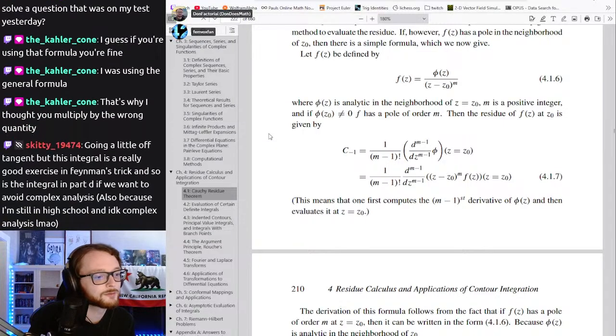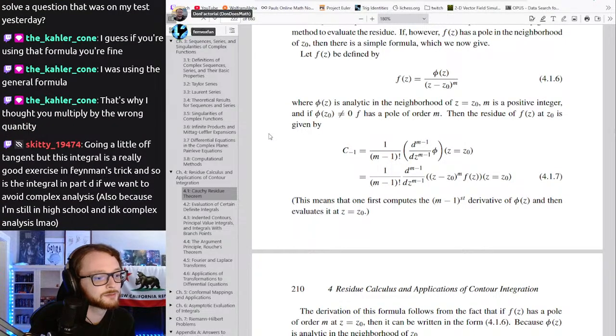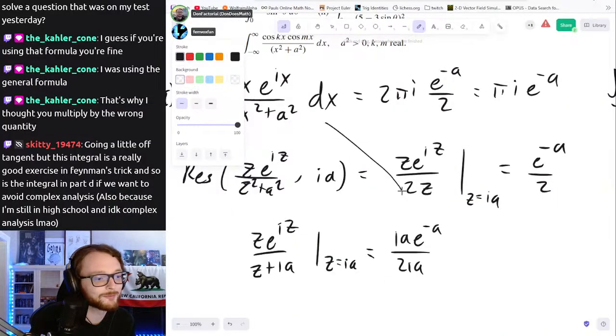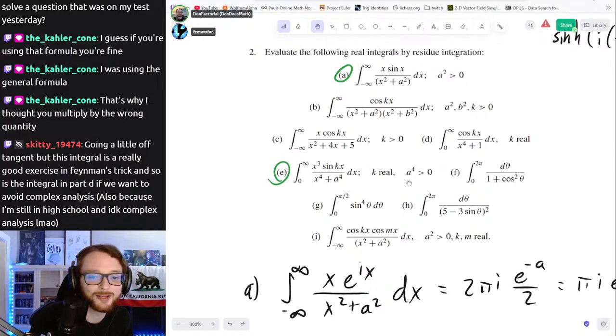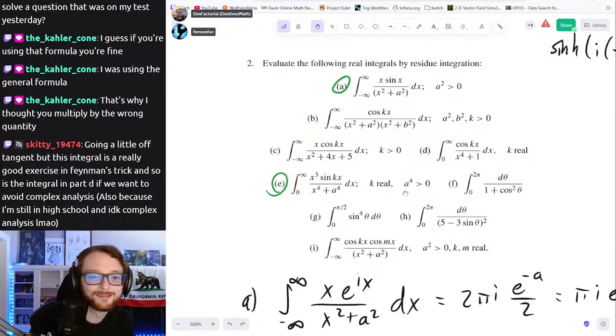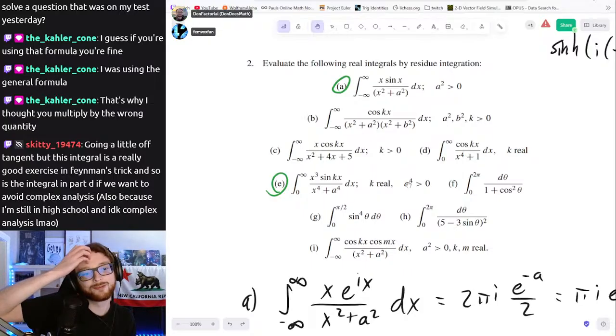Well, okay. I feel the power of math. Oh, wait. Skitty is saying this integral is a good exercise in Feynman's trick, so it's the integral in part D, to avoid complex analysis. You're in high school, so you know Feynman's trick, but not complex analysis? Oh my god. Actually, no, I have seen Feynman's with sine of x. That's crazy.